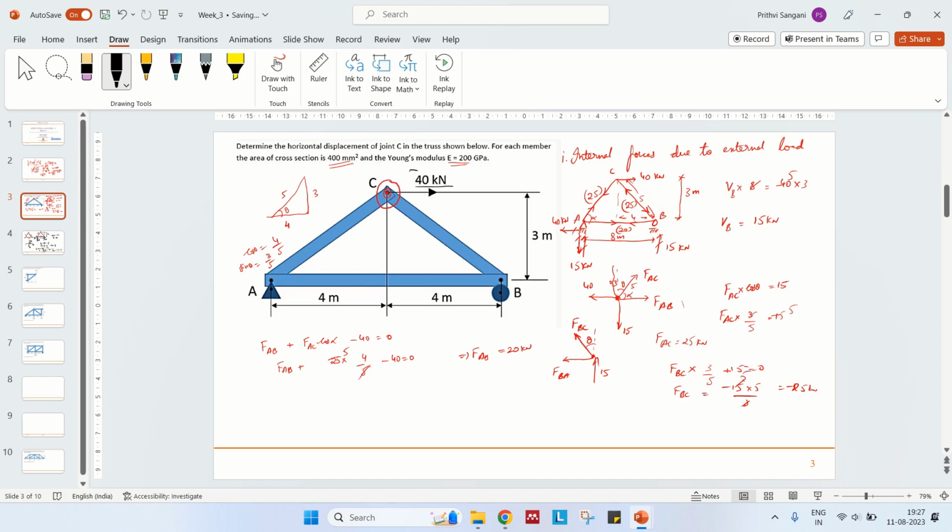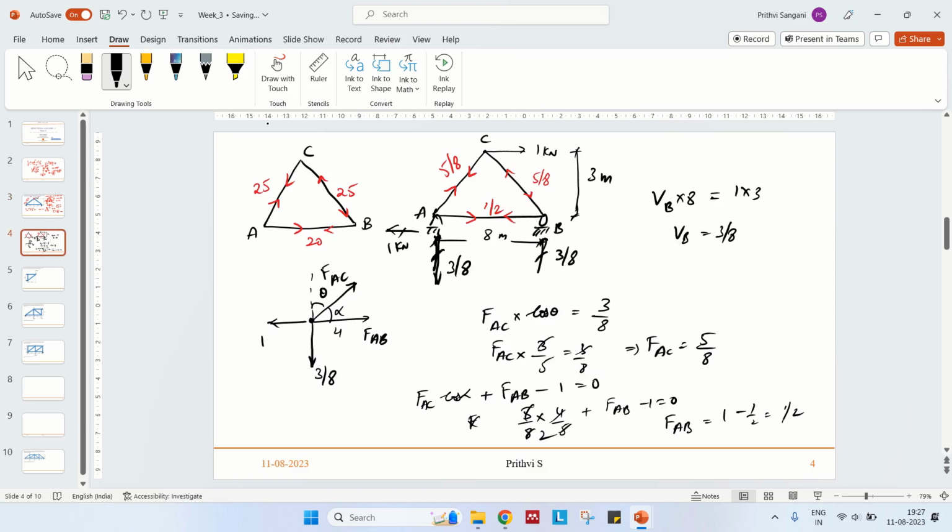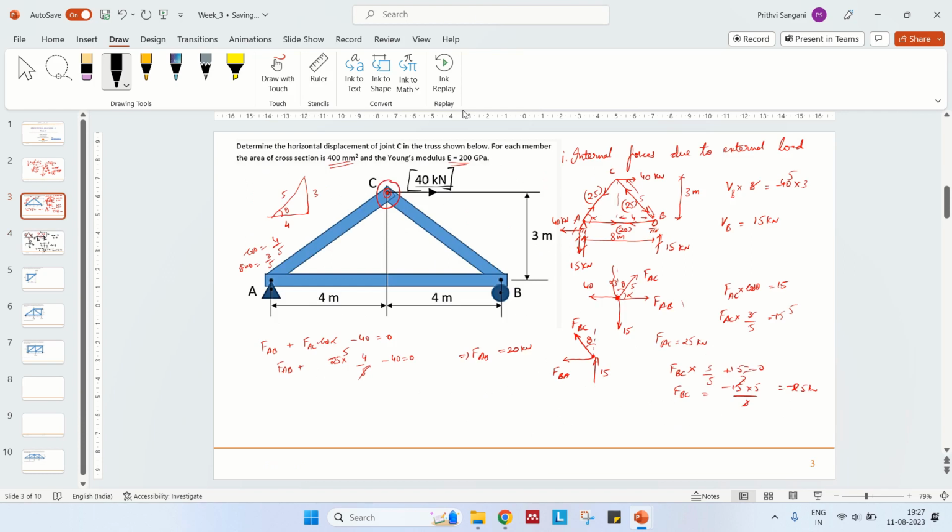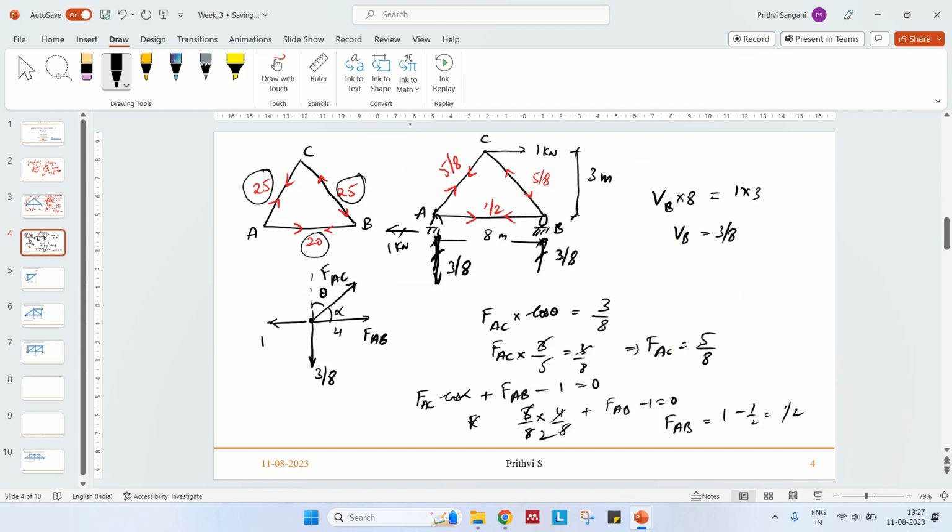So you find, for the external load of 40 kilonewtons, what the internal forces are. We already found them, and the answers are 25 in this member, 25 in this member, and 20 in this member. Now, instead of 40, you are applying only 1 kilonewton, so everything gets divided by 40. 25 divided by 40 is 5 by 8, again 5 by 8, and 20 divided by 40 is half. You can directly say this if there is no other external force acting; if there is, then your answers may vary. So this is the overall summary.